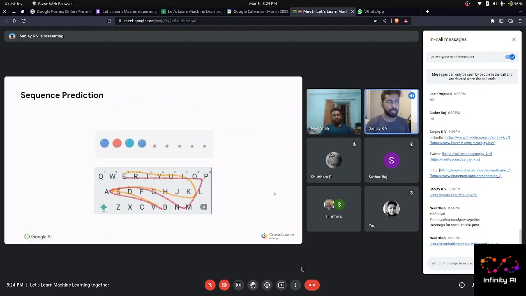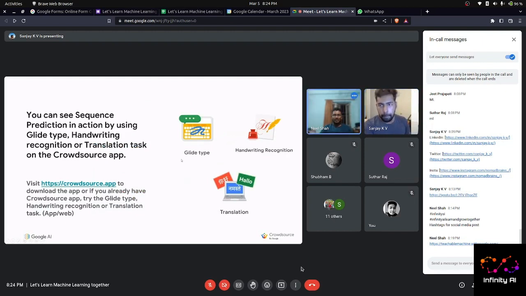Now there is something called sequence prediction, which everyone knows. How many of you use the sliding thing when you type on the keyboard? I still don't use it, but it's a pretty good thing where it predicts what you are sliding, and it predicts that particular word and pops up for you. That automates something for us.